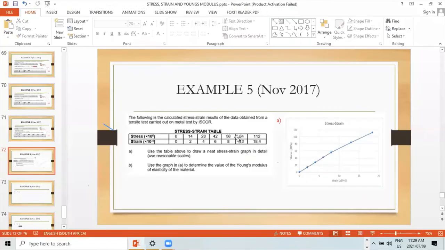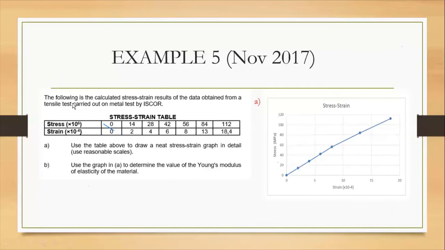Example five here says the following calculations. Now we are drawing the stress and strain graph. Are we together, guys? Yes. So the following calculated stress and strain results were obtained from a test carried out. So already they gave us the stress and the strain.